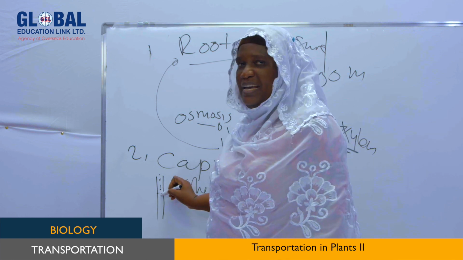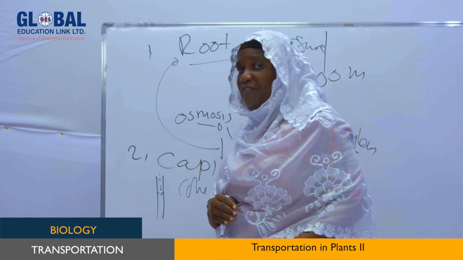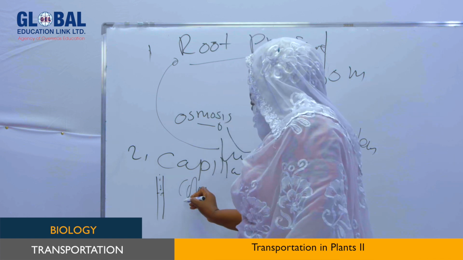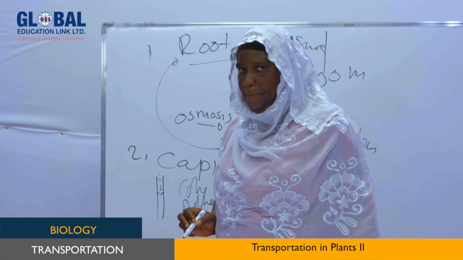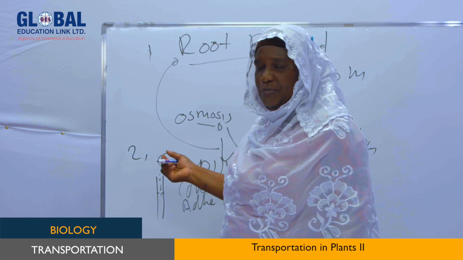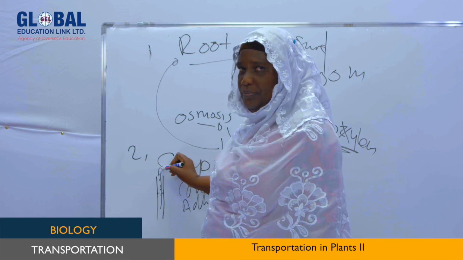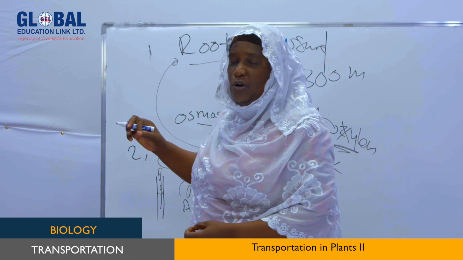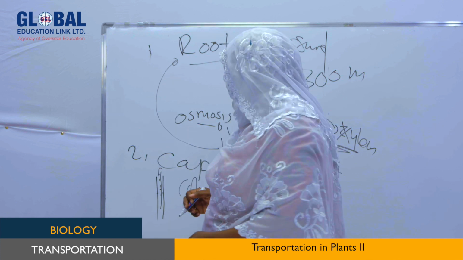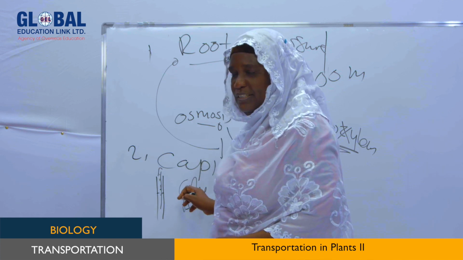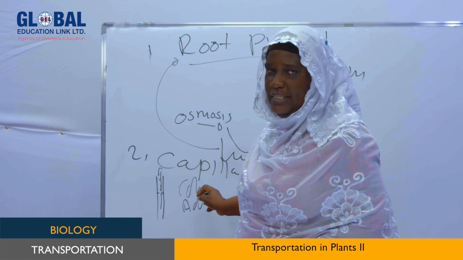Therefore, another force here is created. That force which is created between the wall of the vessel and the water is known as adhesion force. These two forces make water rise up. Water rises up in a continuous column. Because of what? These two forces. This force is what is known as capillarity.